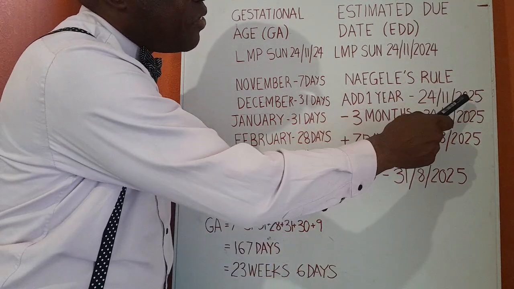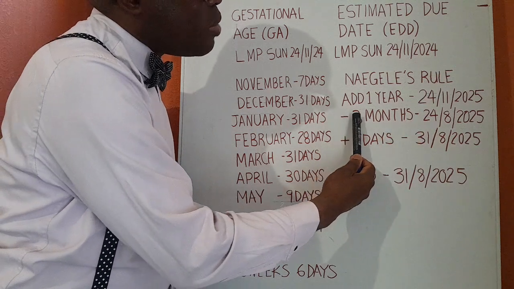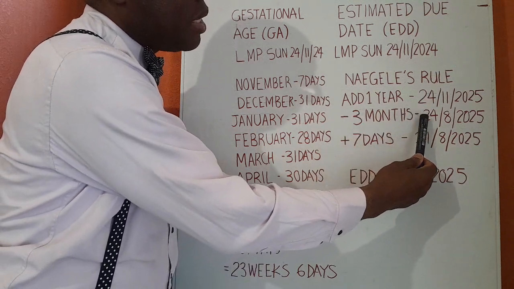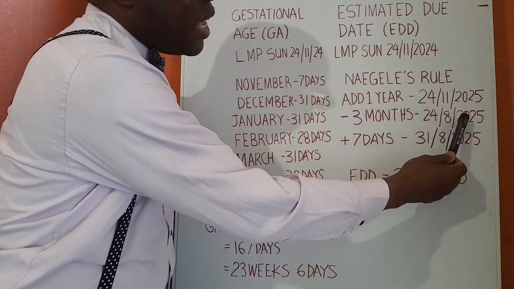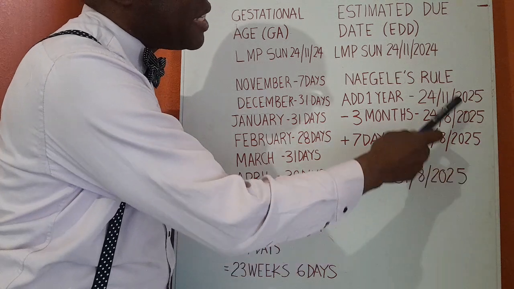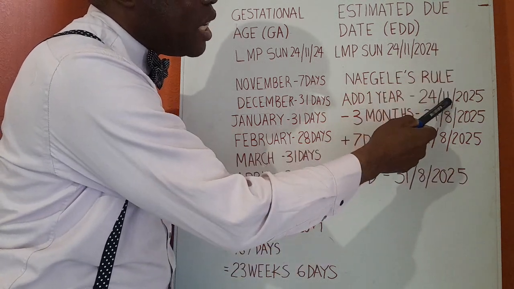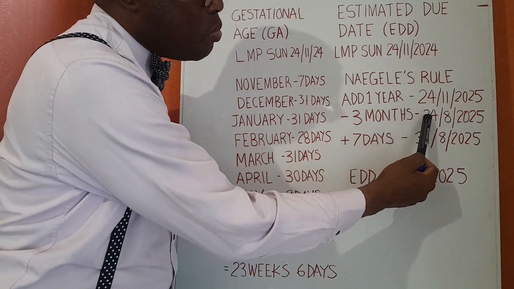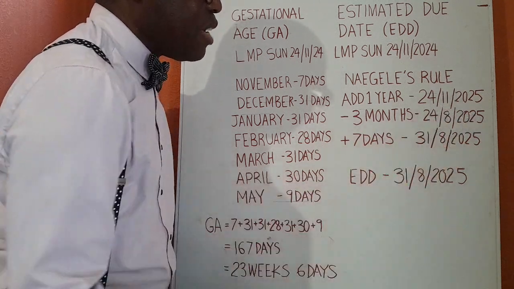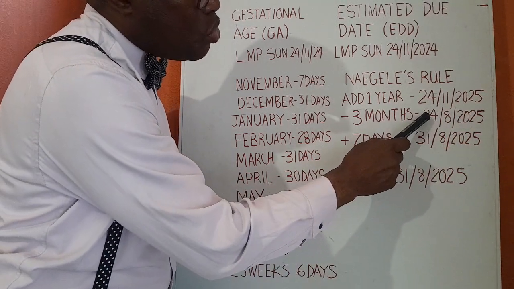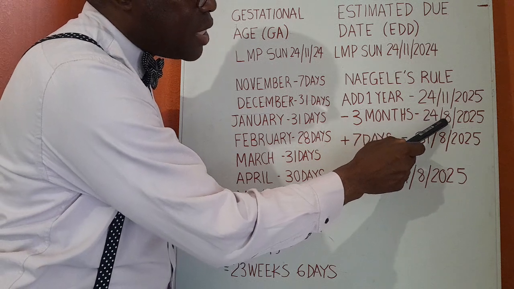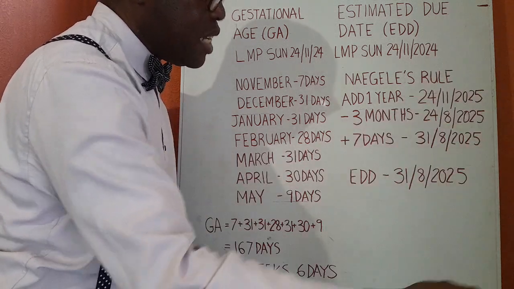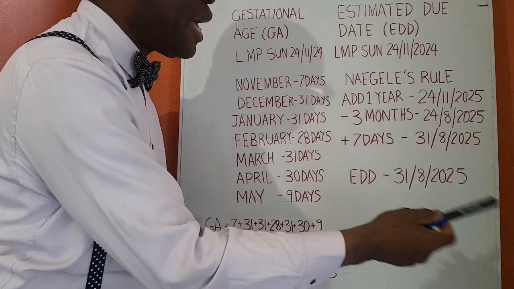So when you have 24/11/2025, then you subtract 3 months. That will make it 24/8/2025. Don't forget, 11 is November. When you subtract 3 from 11, it gives you 8. So minus 3 months will be 24/8/2025. Now you go to your calendar. This 24/8, you now count 7 days ahead of it.